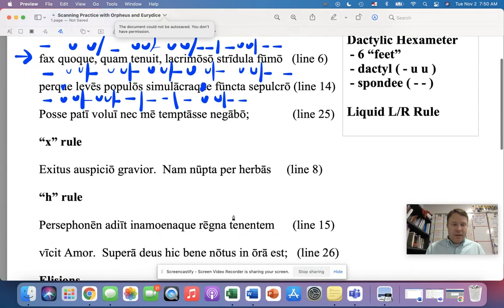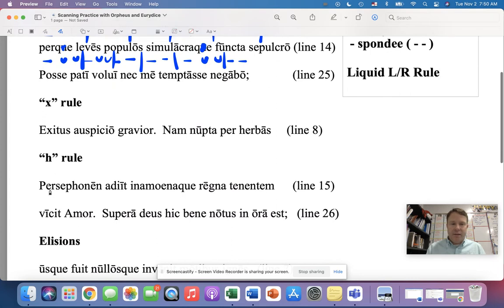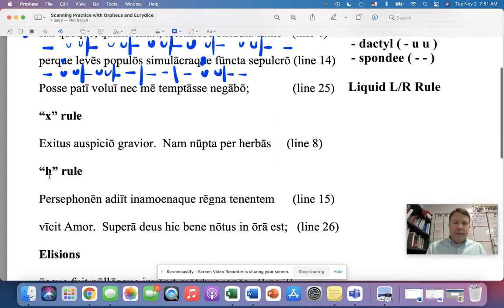Let's take a look here, and here's a really simple one, this line 15. We have the E here. Now, RS, so that's a consonant cluster, but one of them is an L or an R. So this E could be long or it could be short. Now here, it's just the beginning of the line, so it's definitely long, okay? So that's what's going on in that first line.